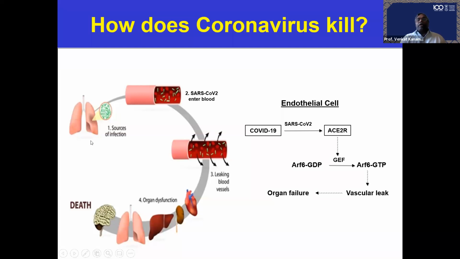You have the COVID-19 SARS-CoV-2 virus here in the lungs. Probably at high levels they enter into the bloodstream, which causes leaking of blood vessels and thereby organ dysfunction and death. So at the cellular level, in COVID-19 patients, SARS-CoV-2 virus might bind to the ACE2 receptor through the coat protein, thereby activating OFF6, which results in vascular leakage and thereby organ failure. So this is what we want to study.